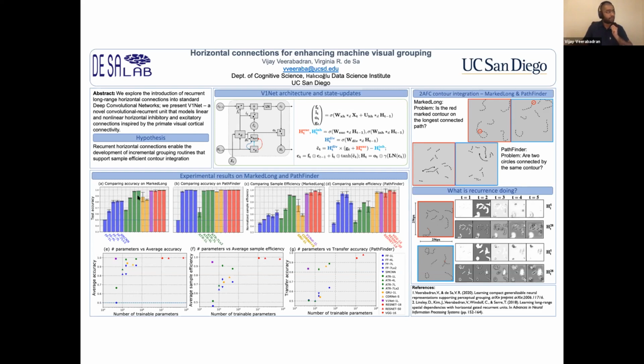the learning speed of this V1net circuit, which is recurrent with horizontal connections, is matched only by these reddish bars, which are these very deep feedforward neural networks, which have between 16 and 50 layers of processing, but a V1net block has just one layer of recurrent horizontal processing.